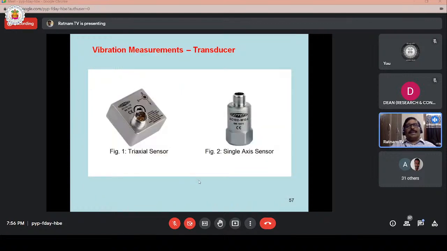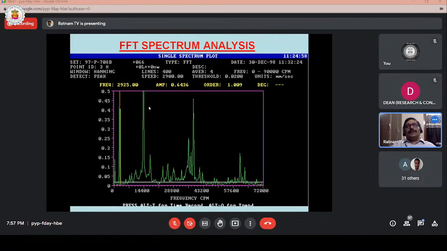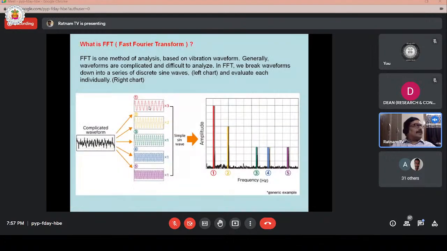This is a typical single axis accelerometer, a single axis sensor. This is a triaxial sensor. At once, it measures all three directions. So when coming to the analysis part, there will be two types of analysis: waveform, or time domain analysis, and FFT spectrum, or frequency domain analysis. So what is FFT?